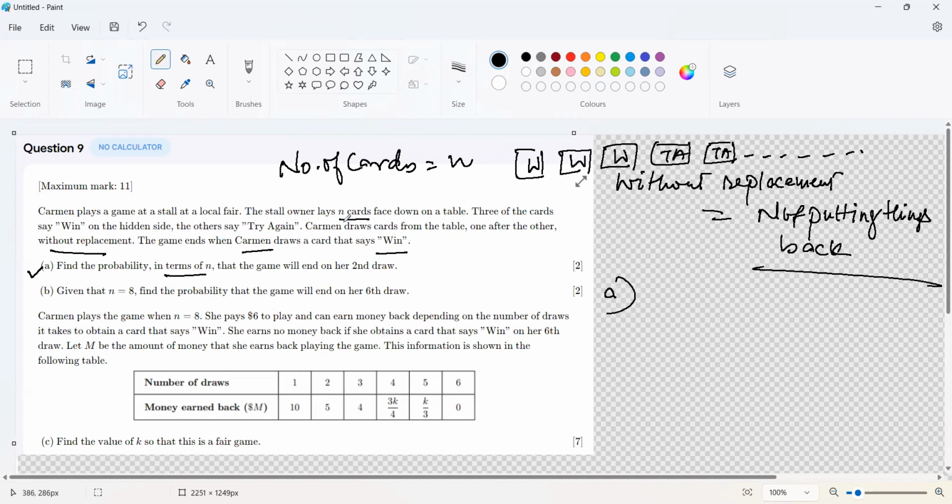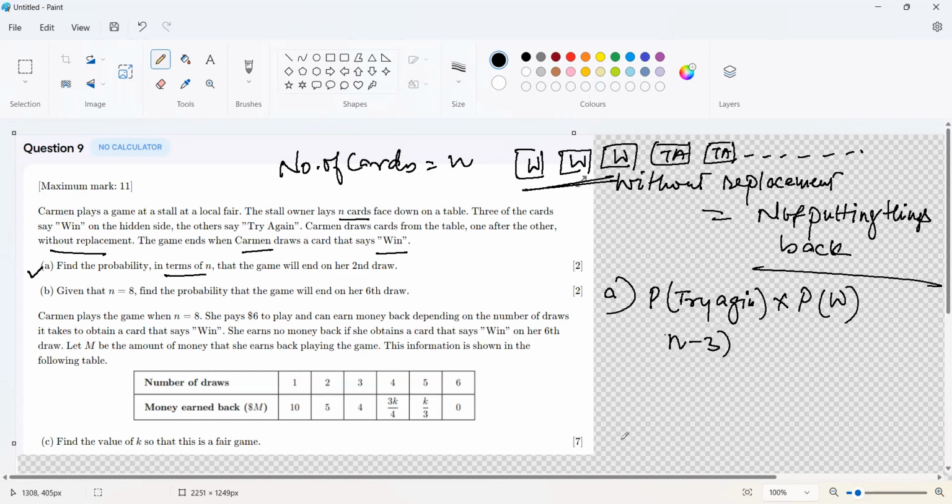Now part A: find the probability in terms of n only that the game will end on her second draw. So on the second draw only, the card that comes out is win. What is the first draw? Try again. And the second draw is win. The total number of cards is n, and among them three are winning cards. So what are the try again cards?